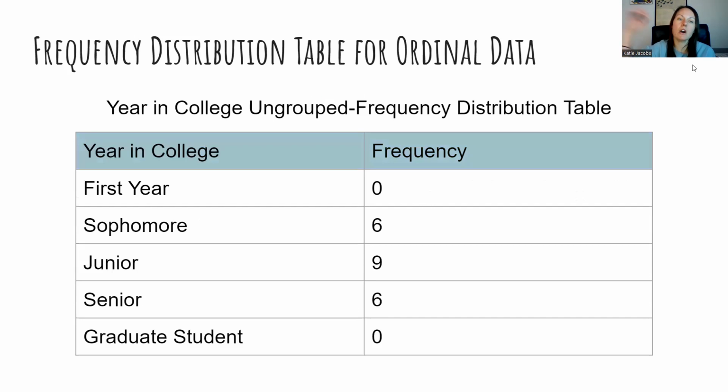All right, so if we do a frequency distribution table for ordinal data, it's similar, but instead of putting things in alphabetical order, why would we put ordinal data in kind of the order that I have here for year in college? If you said because ordinal data has an order, you are absolutely correct. So here we have first year, sophomore, junior, senior, and graduate students. So we have an order to it, so it makes sense to put them in that order. We noticed that when I asked my class what year you were, we had 6 sophomores, 9 juniors, 6 seniors, and 0 graduate students that time.